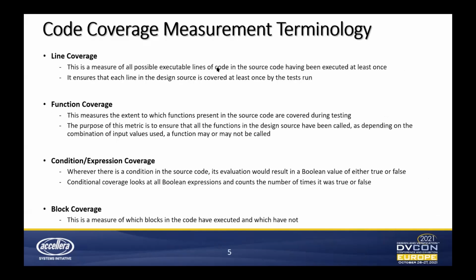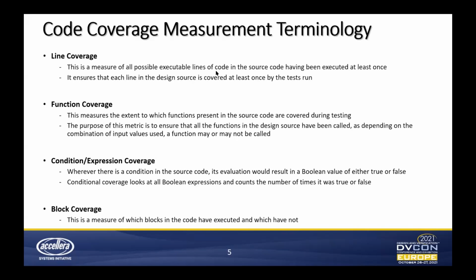This slide and the next talk about terminology used in code coverage measurement. Code coverage is a measure of the percentage of the design source code executed by running tests via regressions and applying various input vector combinations. There are various measurement metrics that constitute code coverage, and those terms are explained in this slide and the next. The first is line coverage.